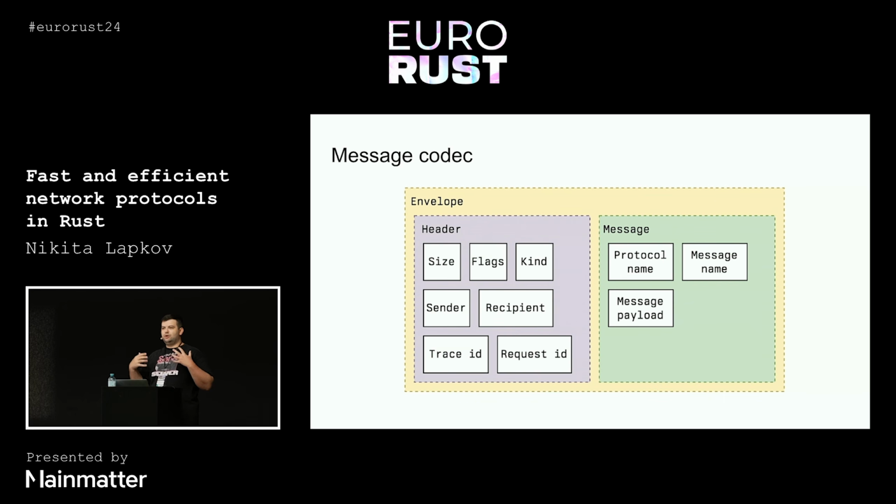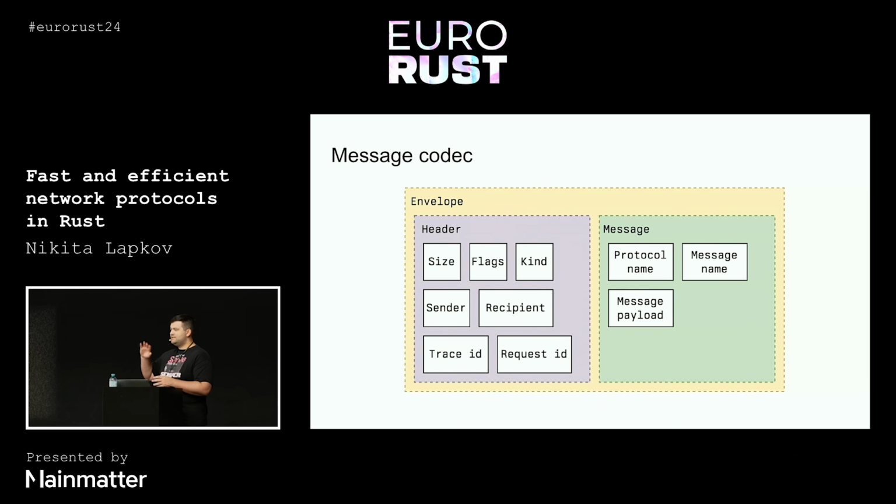So how do we actually encode messages in our system? What do we actually send over the wire on the data connection? We use an in-house codec, which encodes each message as an envelope. The envelope has two parts. The first one is the header, which contains some meta information useful for the system and potentially useful for the user as well.